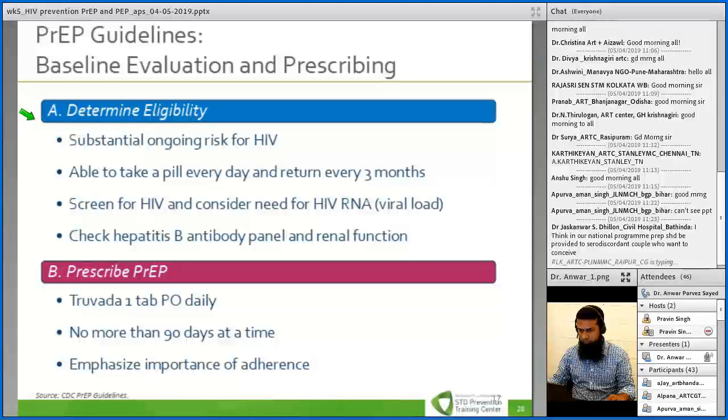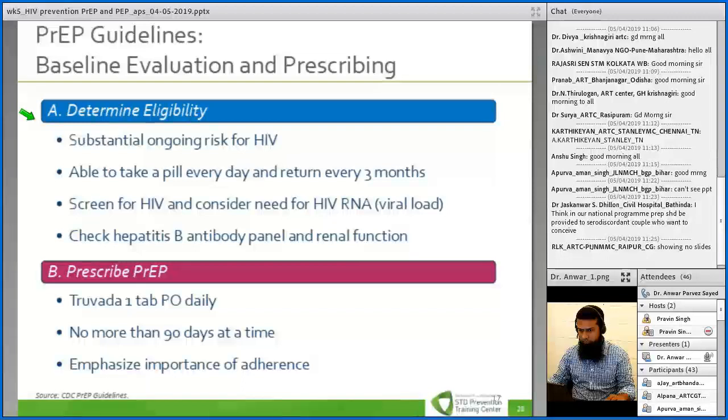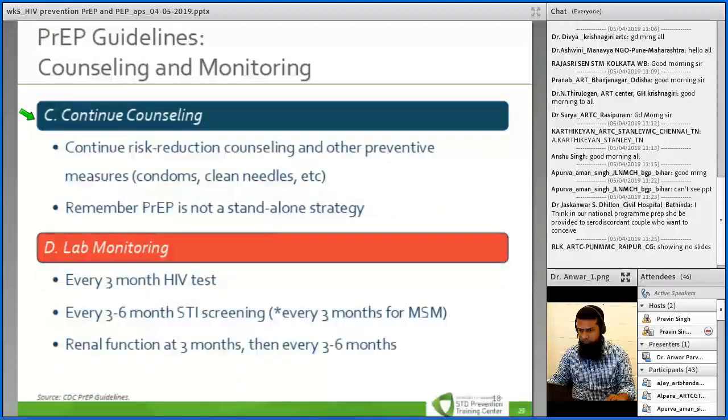The guidelines for prescribing PrEP: first, determine eligibility, to confirm whether the person is at substantial ongoing risk for HIV or not. Then, able to take a pill every day and return every 3 months. That is about adherence. Then screen for HIV and consider need for HIV viral load, and check hepatitis B antibody panel and renal functions. For prescription of PrEP, as I mentioned, there is only one FDA approved drug till now, that is Truvada, one tablet orally every day, no more than 90 days at a time. So at the most they can prescribe 3 months of drug, then emphasize importance of adherence.